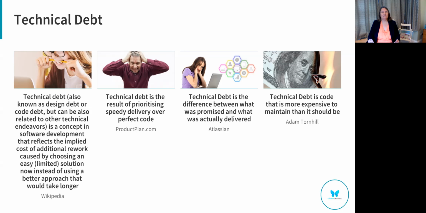Another definition from productplan.com says that technical debt is the result of prioritizing speedy delivery over perfect code. And Atlassian says that technical debt is the difference between what was promised and what was actually delivered. Well, this one at least leaves some room for non-technical causes, doesn't it?